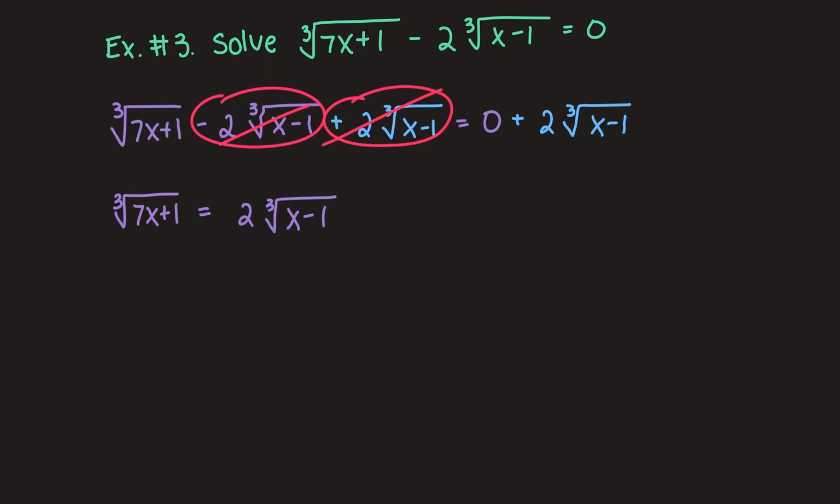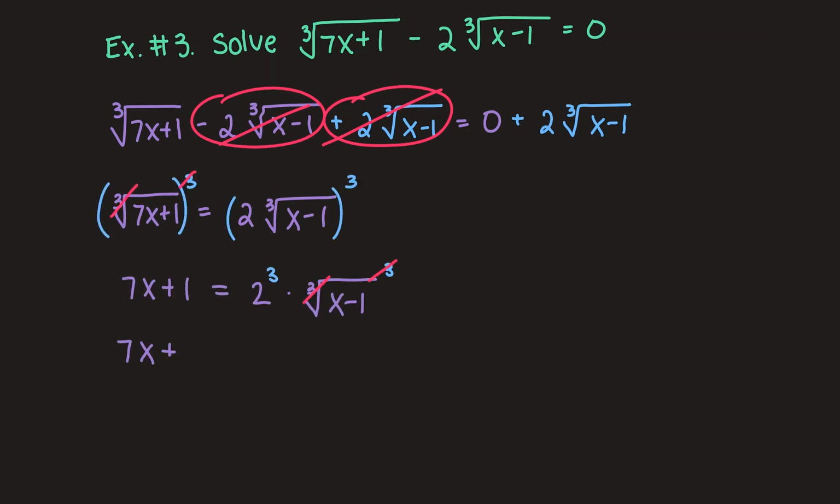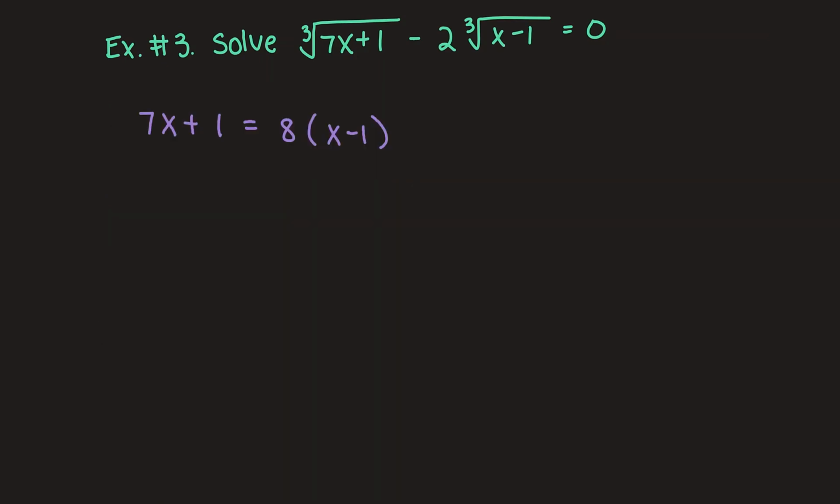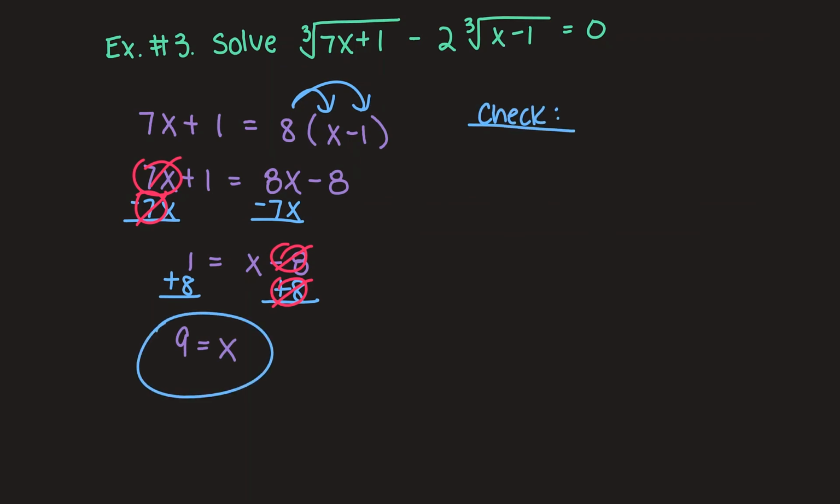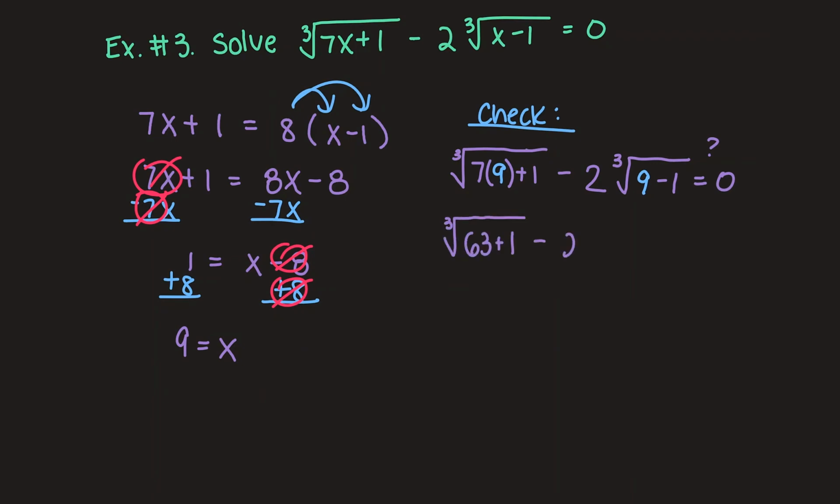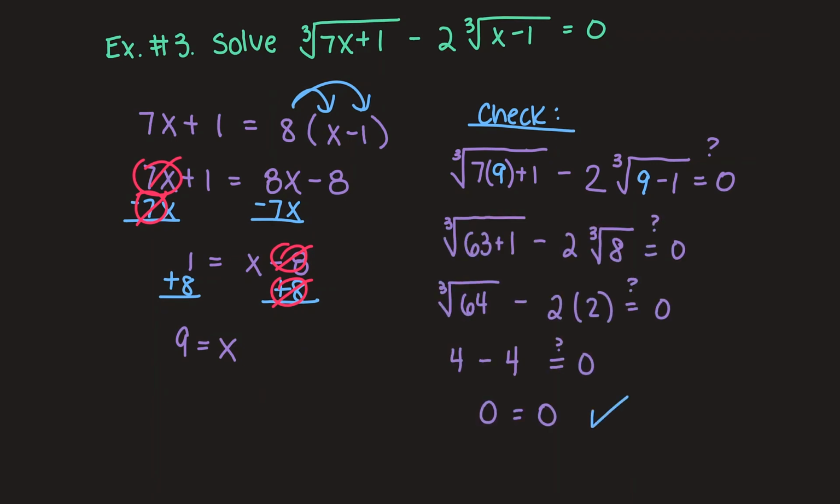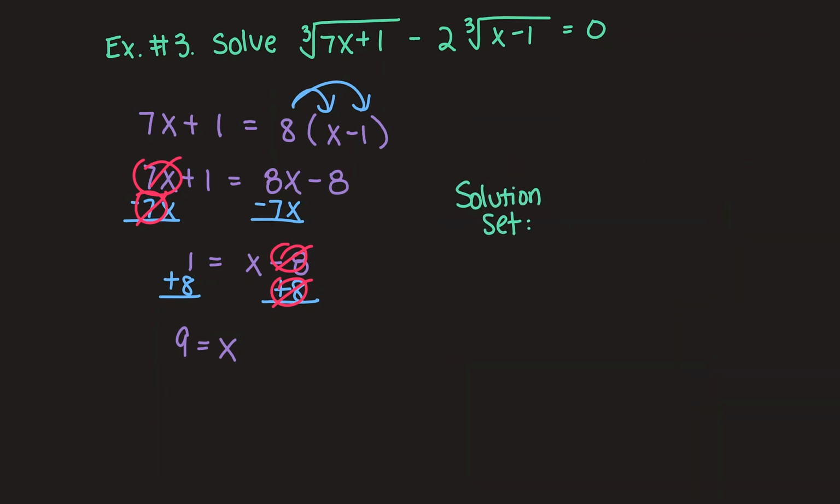Now we cube both sides of the equation, and this will eliminate the radicals. So we have 7x plus 1 equals 8 times x minus 1 as a resulting equation. And now we can just solve this for x, and we get x equals 9. Checking this in the original equation will give us a true statement. Therefore, 9 is a solution to the original equation.